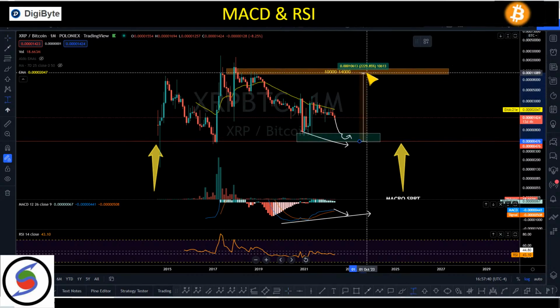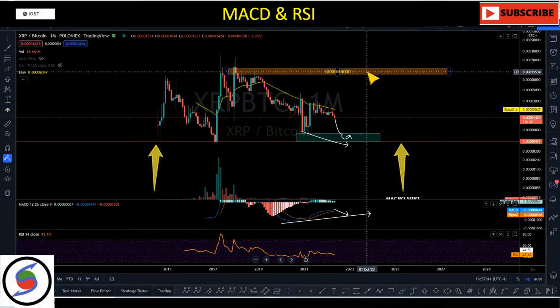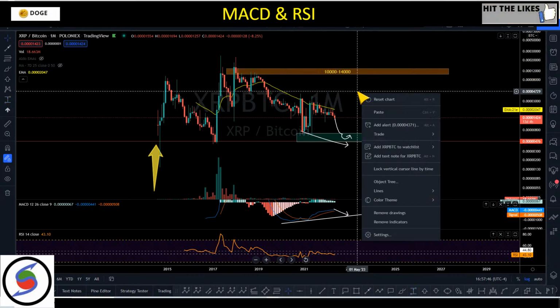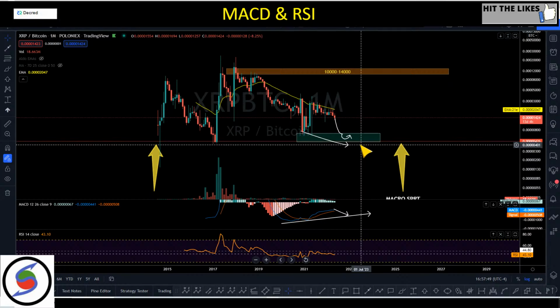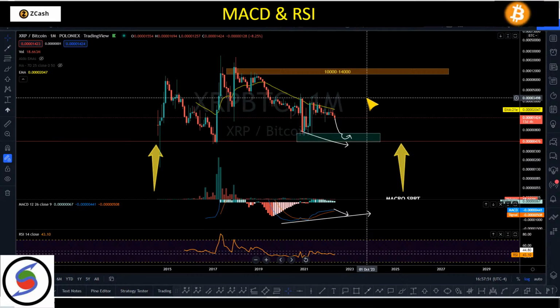for XRP for a possible retest of like 10,000 sats, which is going to be 10x, I mean 20x, from like 500 sats. So something to keep in mind.